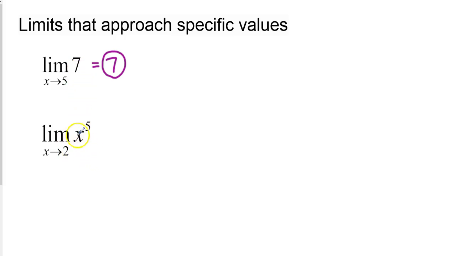Example 2 does depend on what x is. So x isn't approaching infinity here, it's approaching a specific value. So you get that value by just substituting in. So you just make that substitution of 2 to the 5th.